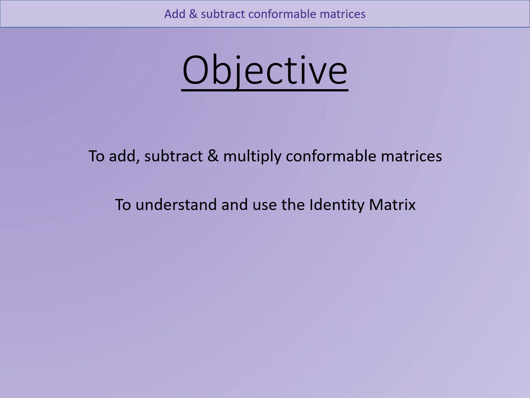Today you will learn how to add and subtract conformable matrices and to multiply matrices by a scalar. You will also learn what the identity matrix is and how it is used. A conformable matrix is one where the dimensions are suitable for the operations that are being applied.